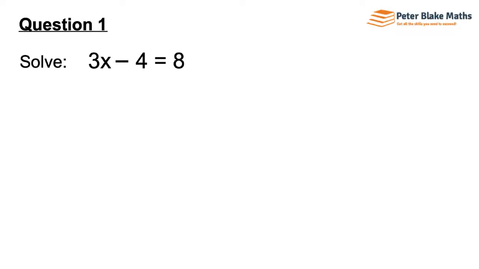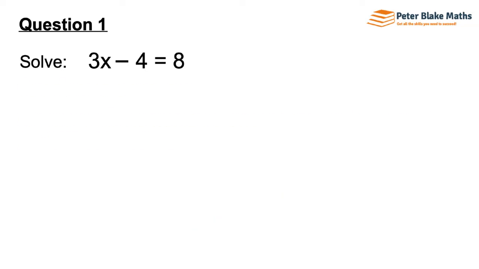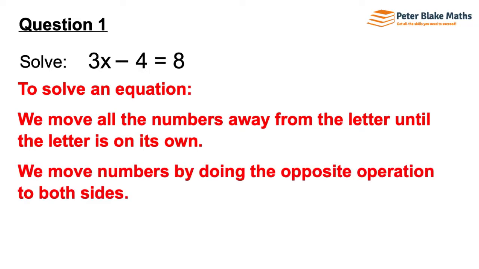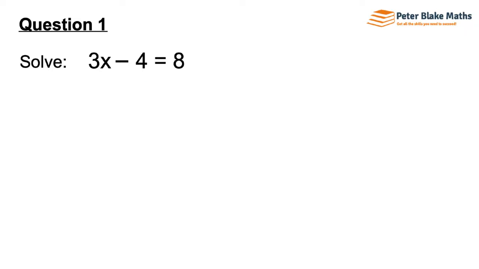Question 1. Solve 3x minus 4 equals 8. To solve an equation, we move all the numbers away from the letter until the letter is on its own. We move numbers by doing the opposite operation to both sides. We usually move a plus or a minus number before any multiply or divide numbers. There's a minus 4 that we're going to move first in this equation.